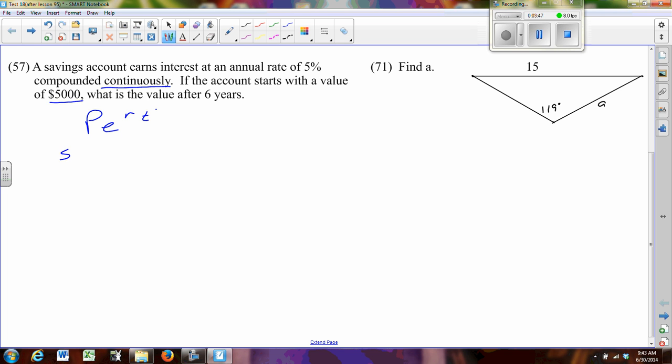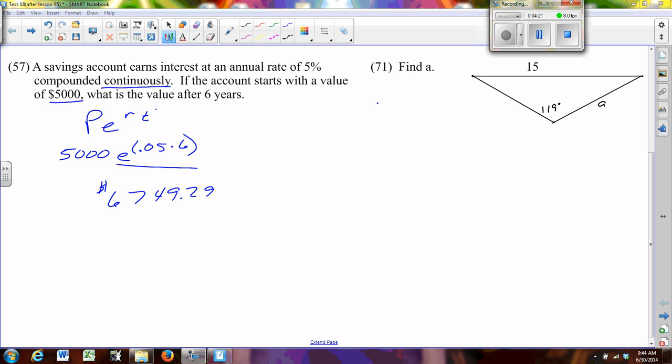It starts with the value 5,000. That's my principal. The rate is 5%, so I put 0.05, and the time is 6 years. Now, if you plug this into your calculator, I would do e raised to this, put it in parentheses first, and then take that answer times 5,000, and then that would be your answer. We would end up with an answer of $6,749.29.